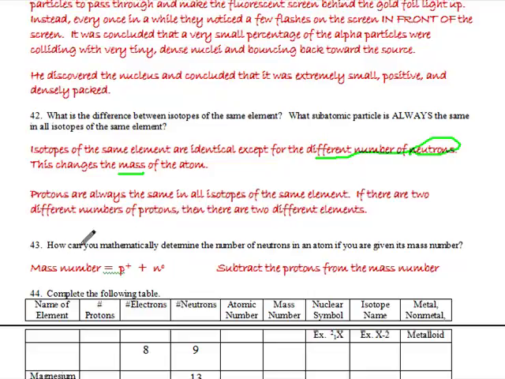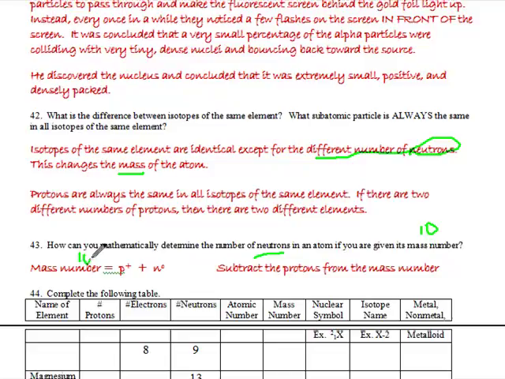Number 43, how can you mathematically determine the number of neutrons in an atom if you're given the mass number? Well, we know the mass number is whatever the mass of the atom is, and the mass of the atom is made up of the protons and neutrons inside the nucleus. So if we add up protons and neutrons, we'll get the mass number. So if you know the mass number, let's say the mass number is 10, how can we find out how many neutrons there are? Well, let's work out a problem here.